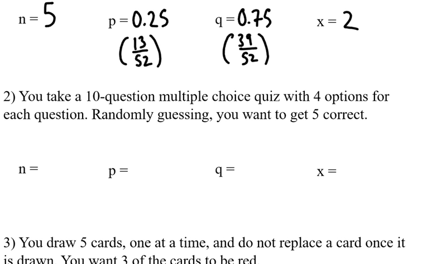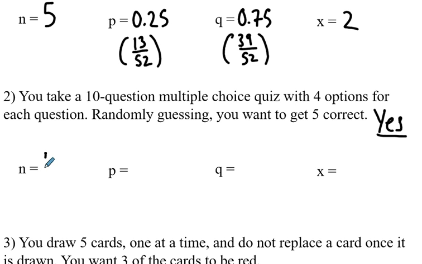Situation number 2. You take a 10-question multiple choice quiz with 4 options for each question. Randomly guessing, you want to get 5 correct. Well, this is a binomial experiment. There's only 2 options. You either get the question right or not, so it's binomial. The big thing you're always looking for is whether the probability of success is the same for each event, for each trial. And it is, because you're guessing each time, you have a 25% likelihood. So this is a binomial experiment. Fixed number of trials and all the conditions apply.